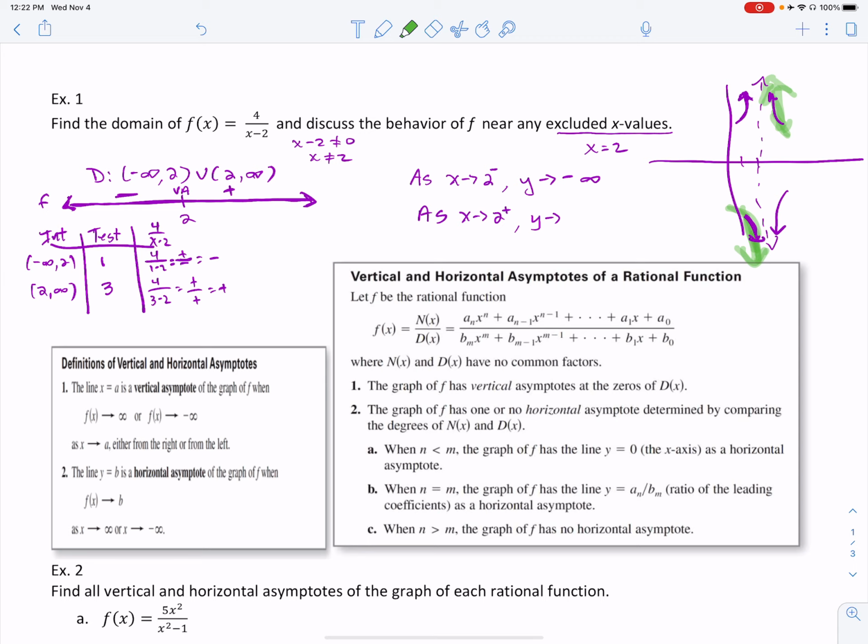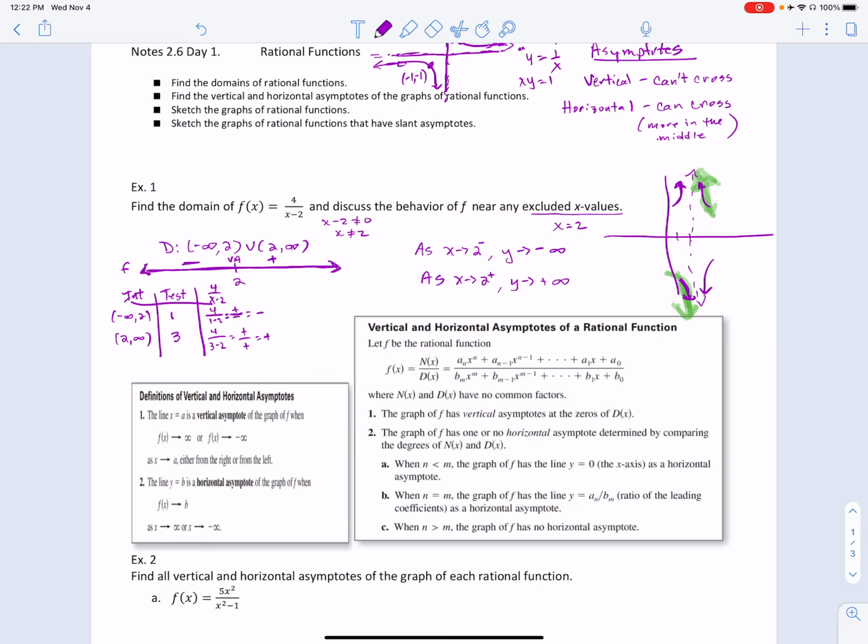approaching positive infinity. That must be what's happening. And so that y value must be going to positive infinity. So that is how we can look at the behavior near an excluded x value.